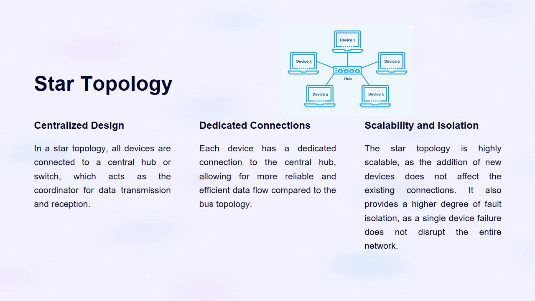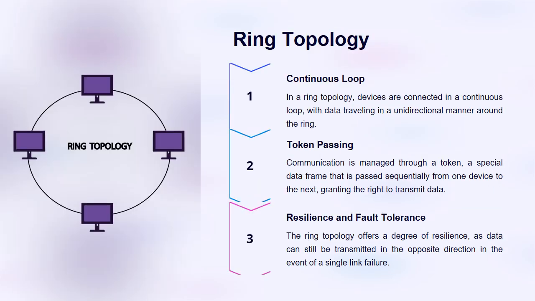The star topology is highly scalable as the addition of new devices does not affect the existing connections. It also provides a higher degree of fault isolation as a single device failure does not disrupt the entire network, which was the case in bus topology. This is not the case in star topology.